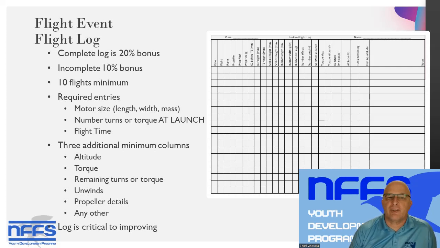Then 3 additional minimum columns, I recommend a lot more than this, would be the altitude the plane reached, and you can judge that by knowing the height of your gym and the height of basketball hoops and so forth. The torque, both the peak torque and the launch torque. The remaining turns or torque at the end of the flight. The number of unwinds from your full wind to near braking down to your launch torque.